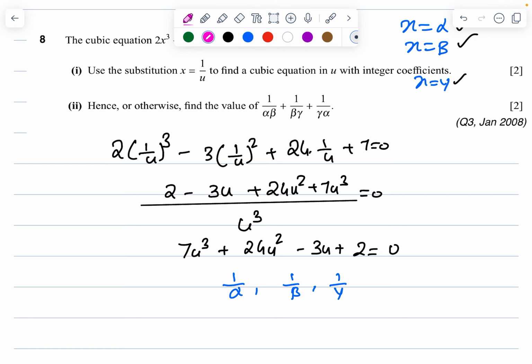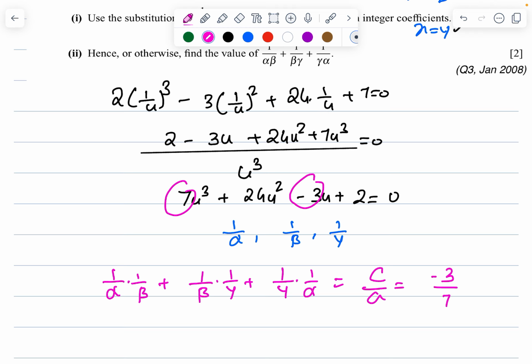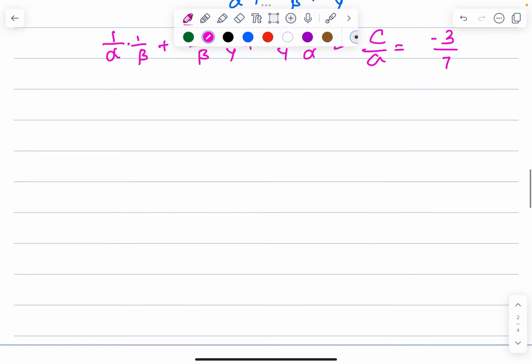Hence, find this value. So, which is 1 upon alpha times 1 upon beta plus 1 upon beta times 1 upon gamma plus 1 upon gamma times 1 upon alpha, which is nothing but what? C upon A. So, what is C value? Negative 3, and A value is 7. So, answer is negative 3 upon 7.